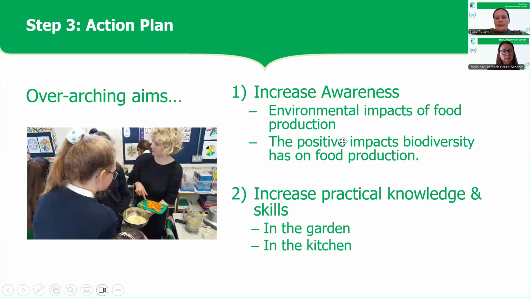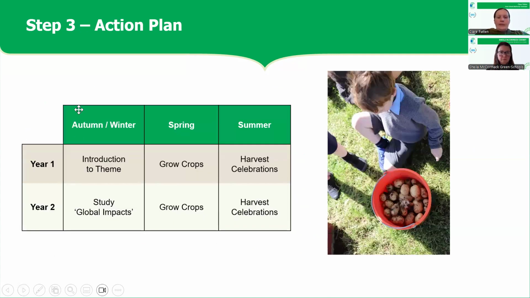And it's also looking at the positives in terms of how biodiversity actually helps us produce food, from pollinators to life in the soil, to natural predators and so on. And then the practical skills we're looking at working in the garden and potentially making some recipes with the food that has been grown as well. So this theme is a little bit different to some of the others in that it's very much linked to the seasons. So there's a growing calendar in Ireland in terms of when we can plant things and when we can harvest them. So that makes it a little bit more prescriptive.